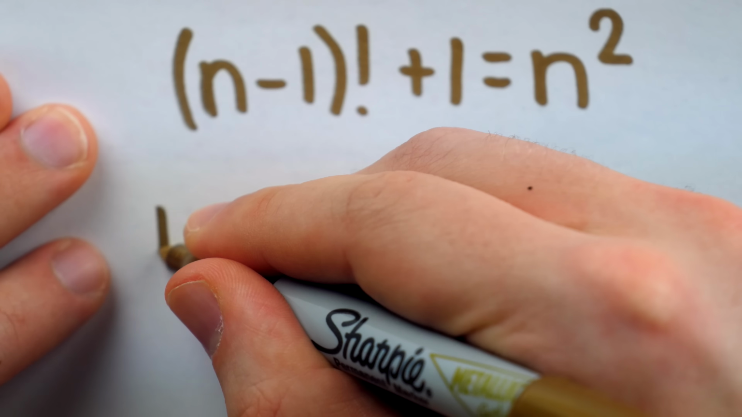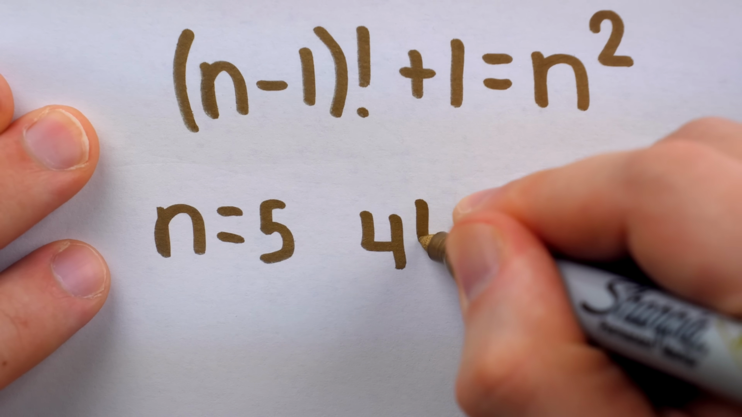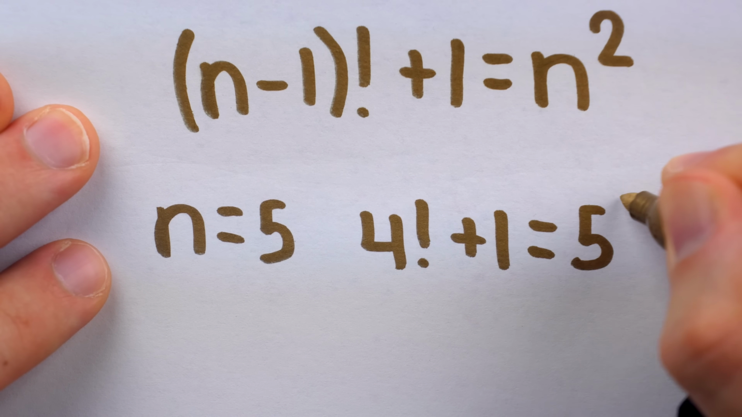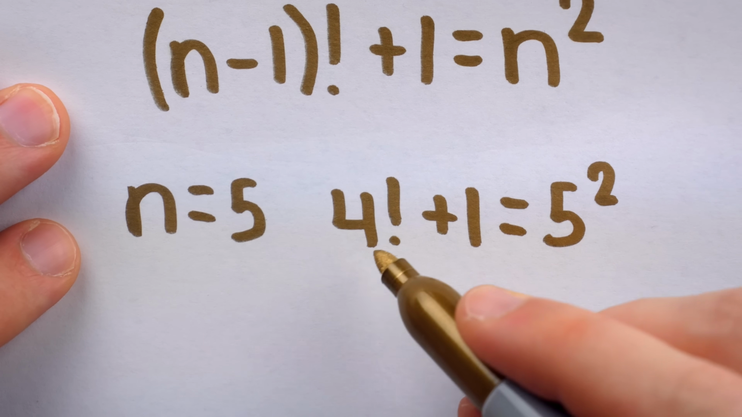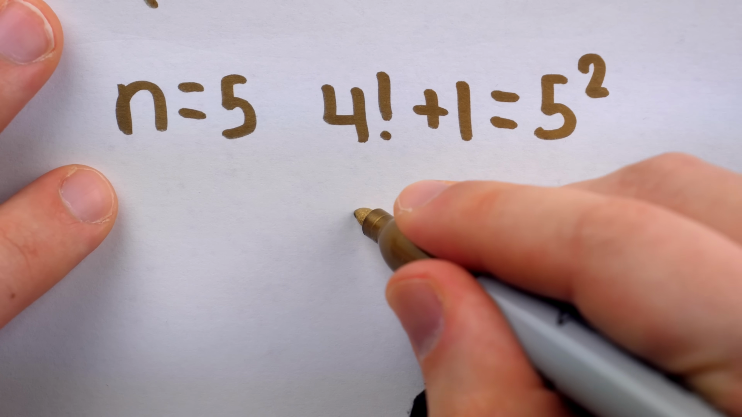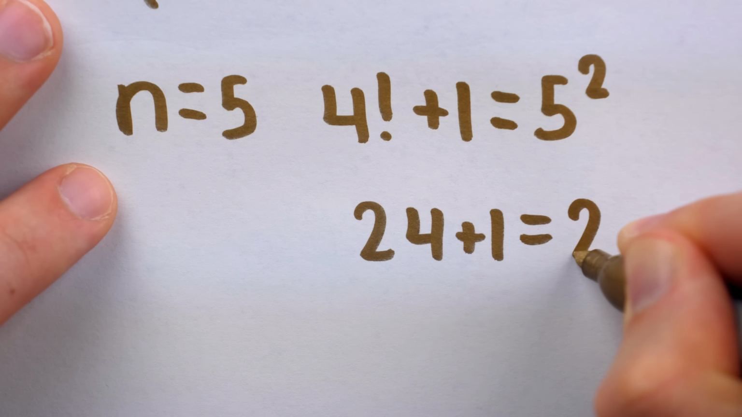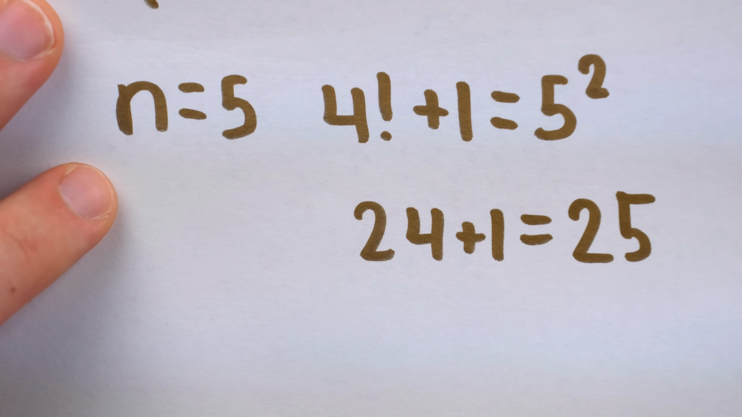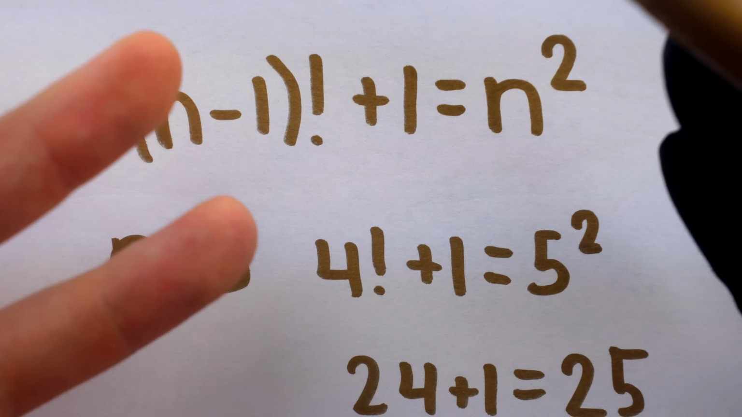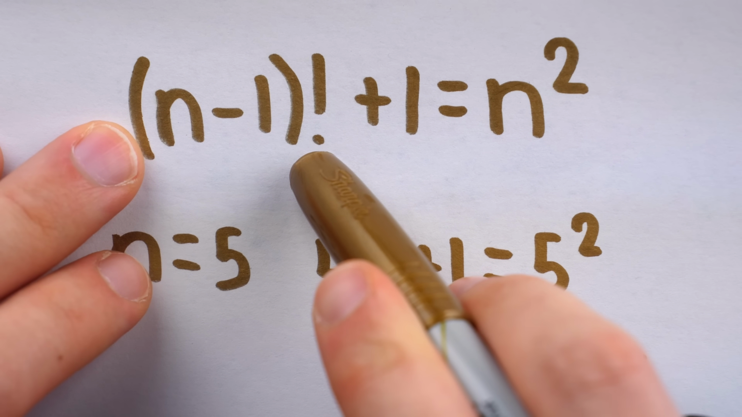It works. Indeed, when n is equal to 5, what we're looking at is 4 factorial plus 1, and does that equal 5 squared? Well, yes, because 4 factorial is 4 times 3 times 2, that's 24, so this is 24 plus 1, which does indeed equal 5 squared, which is 25. So at n equals 5, the left side has caught up to the right side, and I know that the factorial just grows way too fast, so there's no more solutions after that.